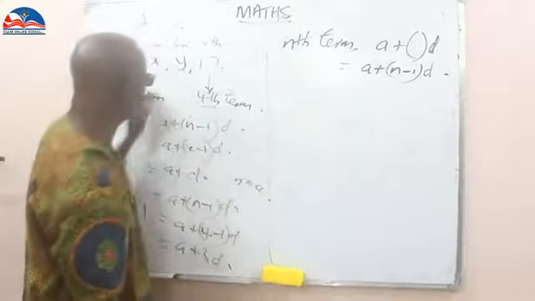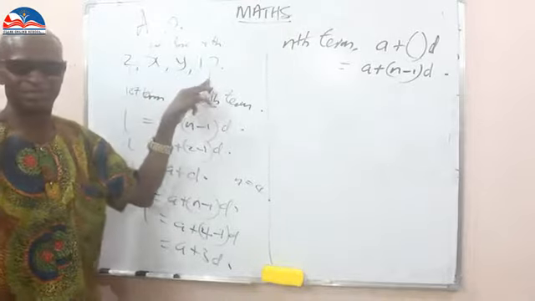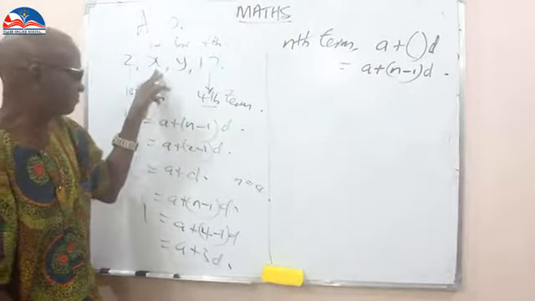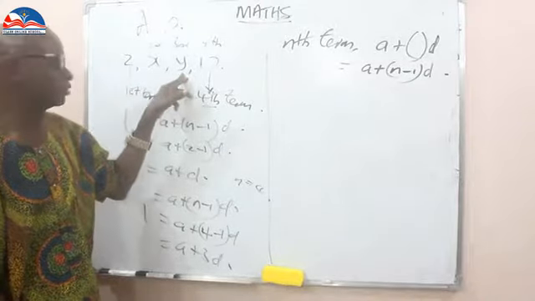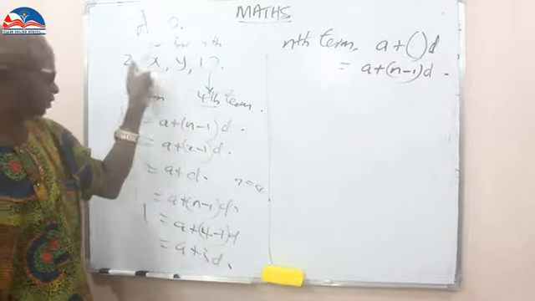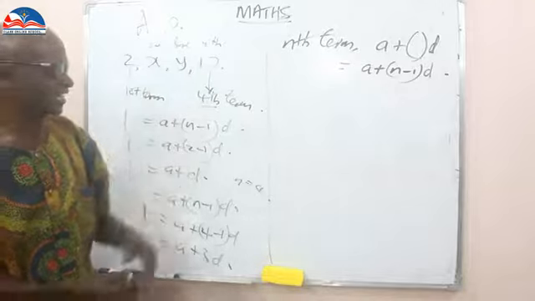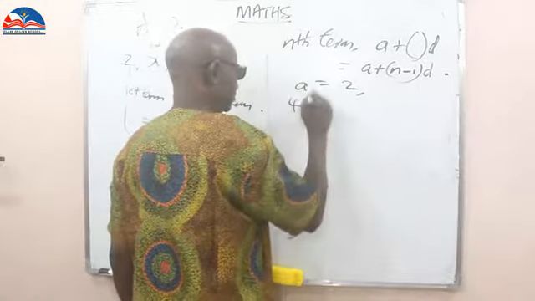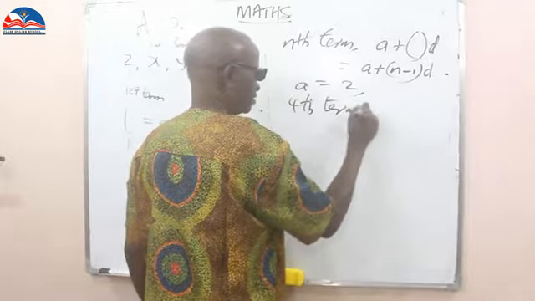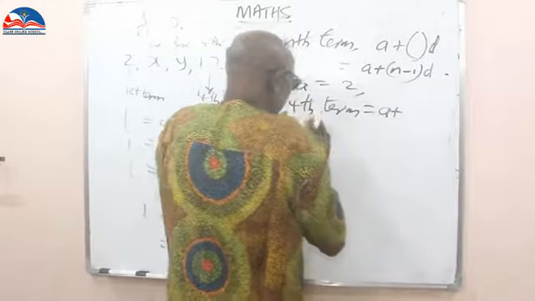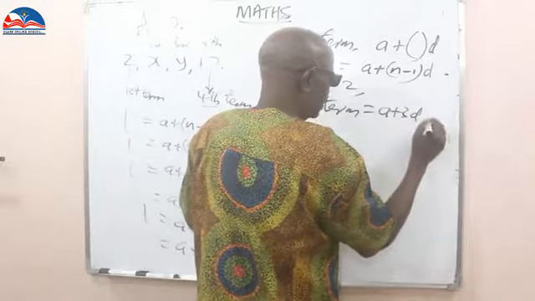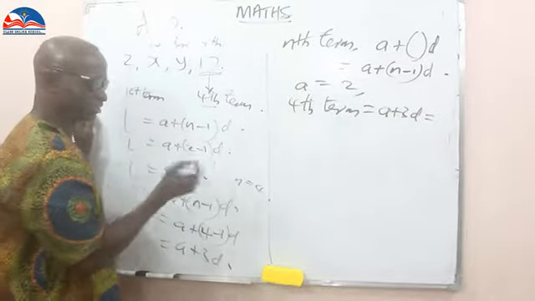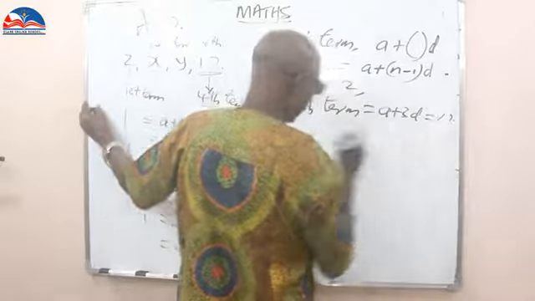Now, having been given the first and the fourth term, I'm going to form an equation to be able to determine the value of x and the value of y. To do that, I first need to determine D. What is D? We know A here. A is 2. The fourth term equals A plus 4 minus 1, 3D. But you are told that this fourth term is known already to be 17. In other words, it will equal 17.